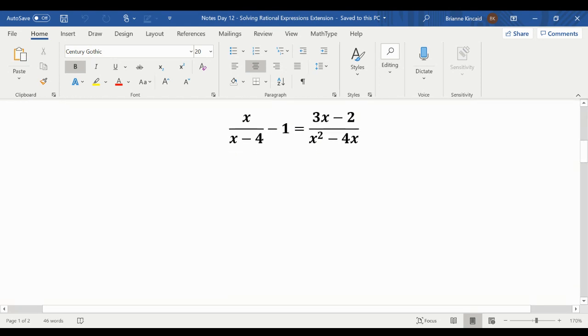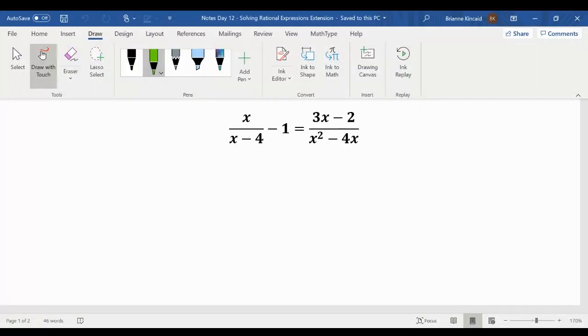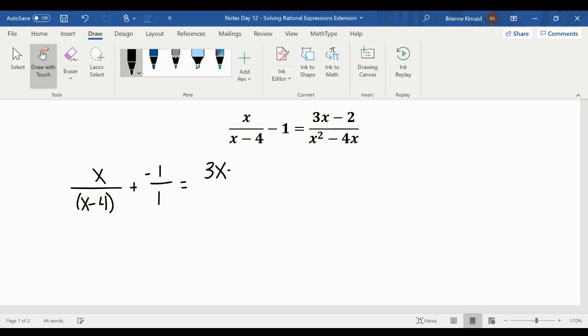So looking at my first example, I know that what I need to do is factor my denominators and figure out what my LCD is. So my first fraction is x over x minus 4, can't factor. I'm putting that in parentheses. This is going to become plus a negative 1. Remember, we always change it to plus a negative over 1, equals 3x minus 2 over x squared minus 4x. You can take out a GCF of x. So that's x times x minus 4.